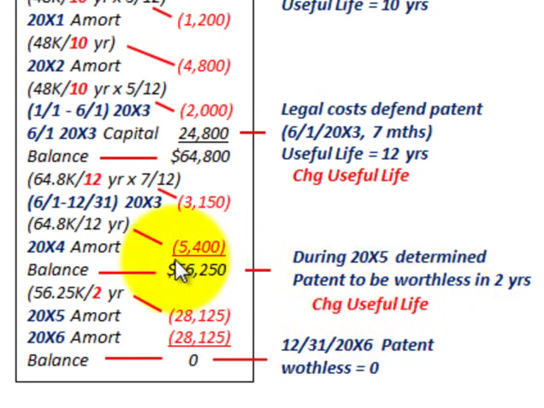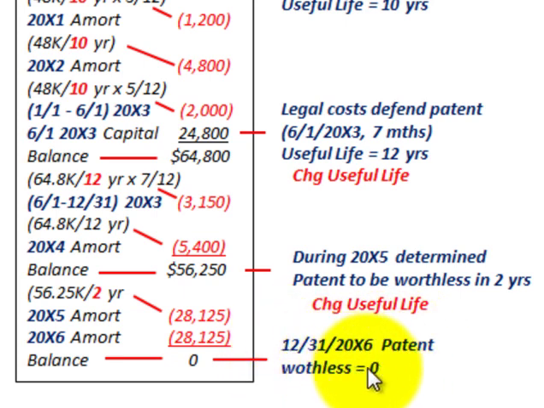So what we have to do is come up with our new balance. We start out with our 64.8, and subtract out the amortization for those periods from that amount, and we end up with our balance of $56,250. So for 20x5 and 20x6, remember we only have 2 years remaining. Our balance is $56,250 divided by 2 years. So we're going to come up with an amortization expense for each of those 2 years of $28,125.